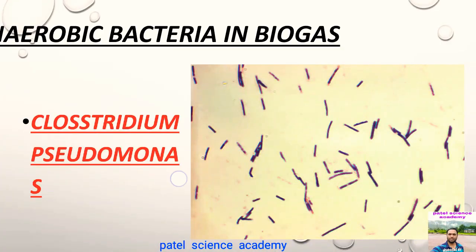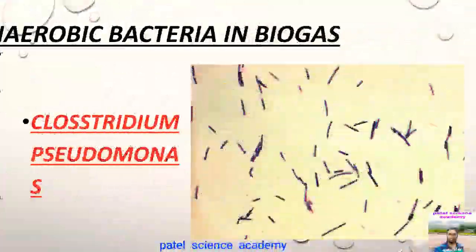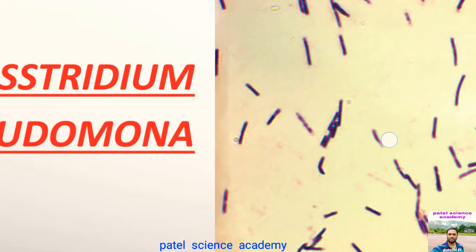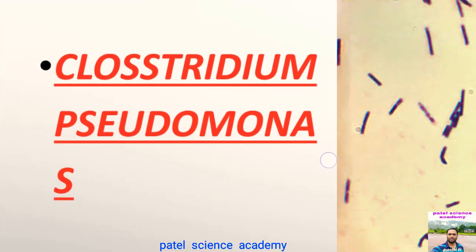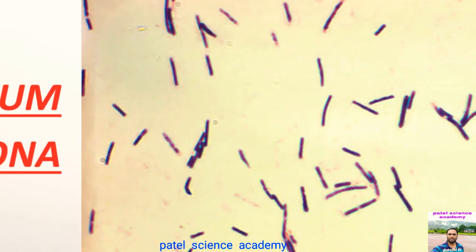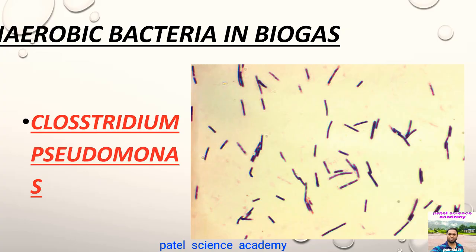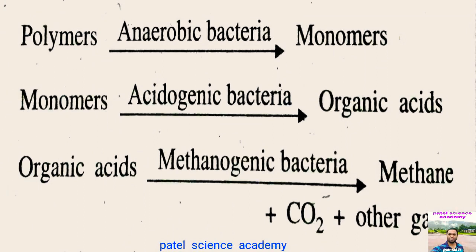First we'll go for the very first step, by the bacteria known as anaerobic bacteria. The name of this anaerobic bacteria which is being used in this biogas production is Clostridium pseudomonas. This is the name of that anaerobic bacteria. You can see this is that anaerobic bacteria, Clostridium pseudomonas. So dear students, what is the role of the Clostridium pseudomonas?